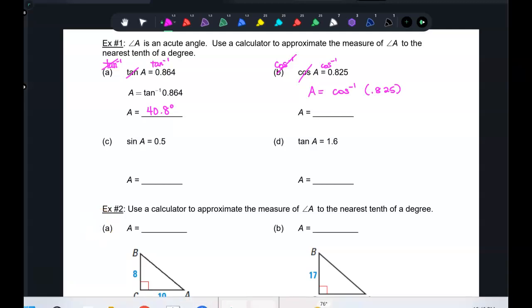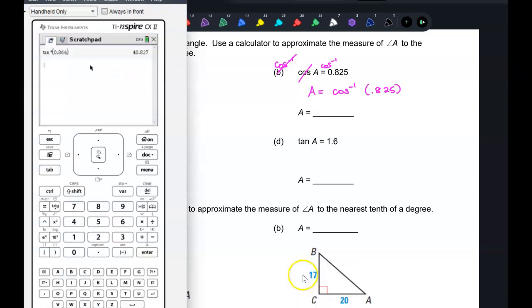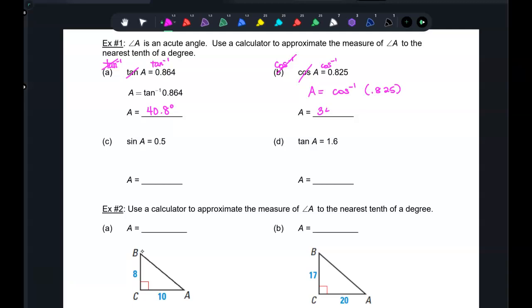All right. So I'm going to type in cosine inverse 0.825, 34.4.